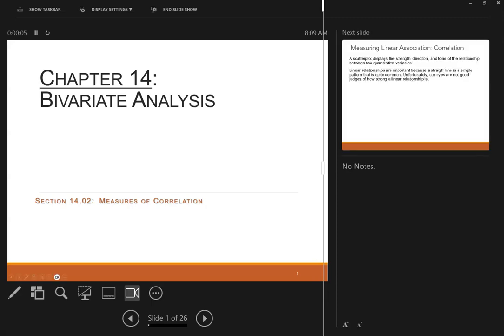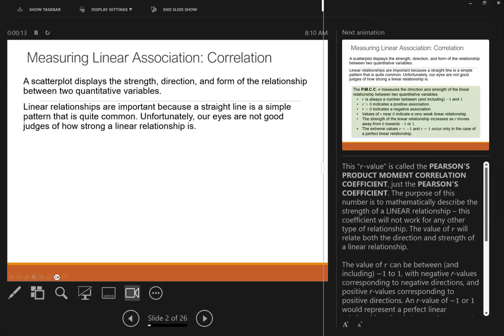Section 2, we're going to actually start measuring correlation numerically. So again, we can look at a scatter plot. We can use our eyes to just kind of talk about the strength, direction, form of the relationship between the two quantitative variables. But we're not doing anything objective there. All of what we're doing is pretty subjective, right? It's kind of like, well, that's what it looks like to me. Can you prove that? Well, no, I'm just using my eyeballs to look at it.